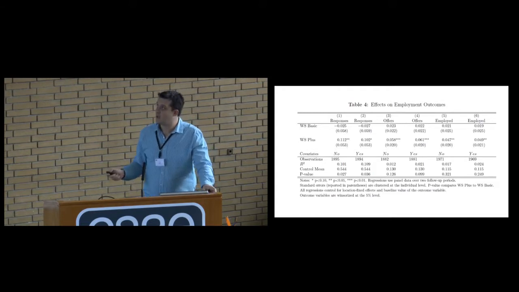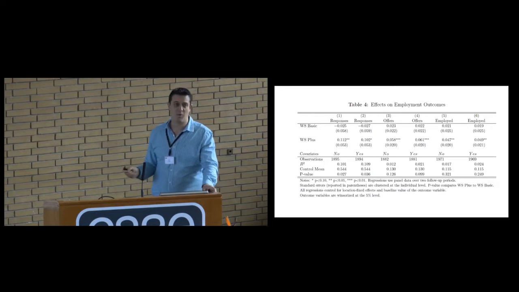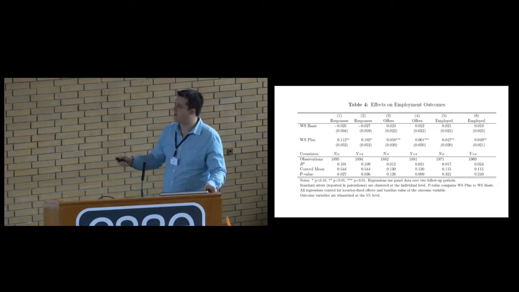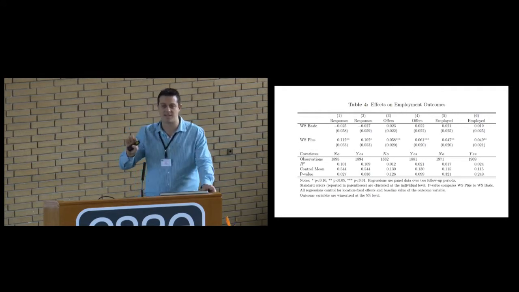And what we see is that the Workshop Basic doesn't really seem to have any significant or consistent effect on increasing employment outcomes, but the Workshop Plus does. The Workshop Plus significantly increases the number of employer responses, the number of job offers, and the probability of being employed. And when compared to the Workshop Basic, the improvement in the employment outcomes is fairly consistent. So the Workshop Plus improves the number of employer responses by 24% relative to the Workshop Basic, by 30% in terms of job offers, and by 26% in terms of the employment probability, right? So the pattern seems to be quite consistent, and we see the effects of plan making in all of these different links of the causal chain.